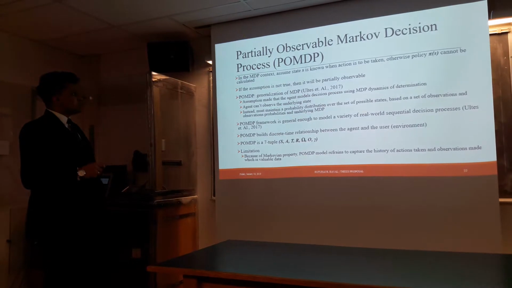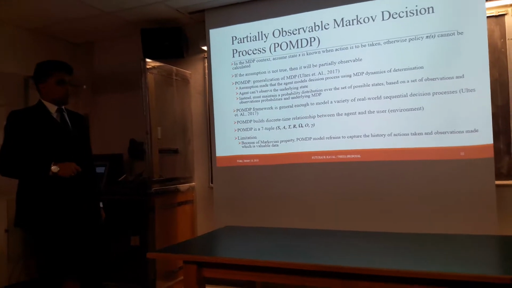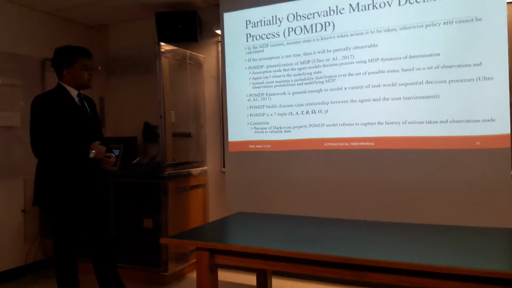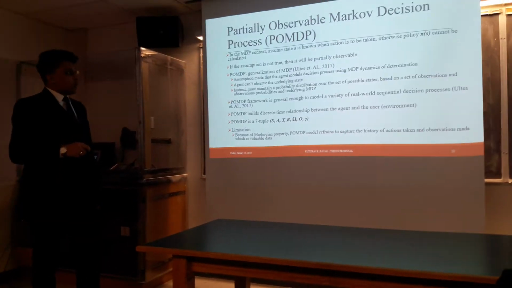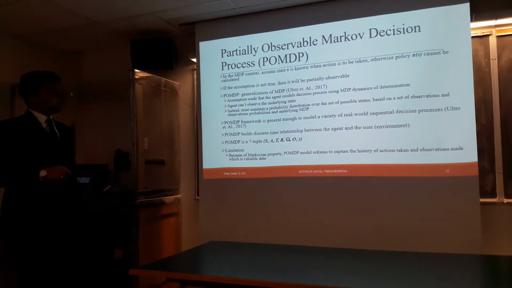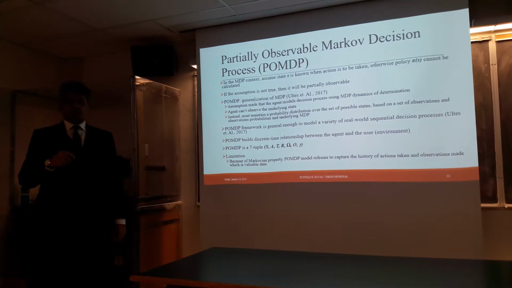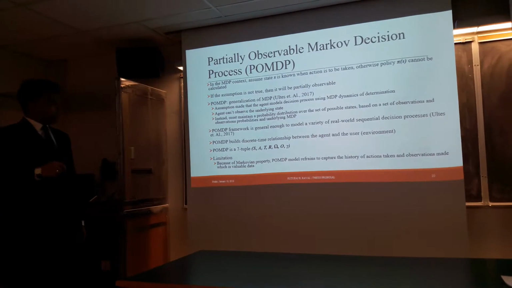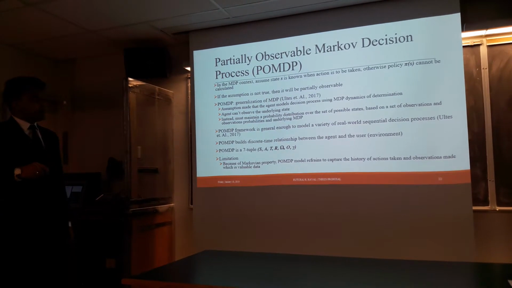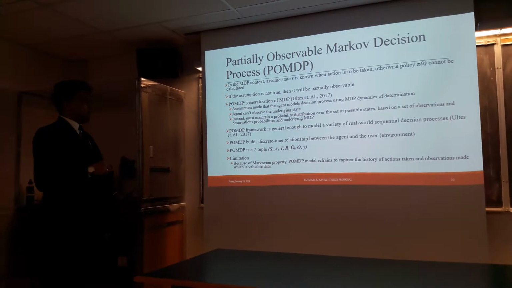So the first thing is the partially observable Markov decision process, called POMDP. So in the MDP context, assume state S is known when an action is to be taken, otherwise the policy cannot be calculated. So this is the limitation from the previous section. But if the assumption is not true, then it will be partially observable. That is where the POMDP model comes in.